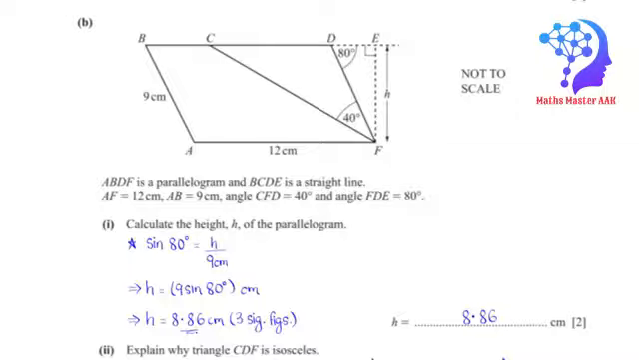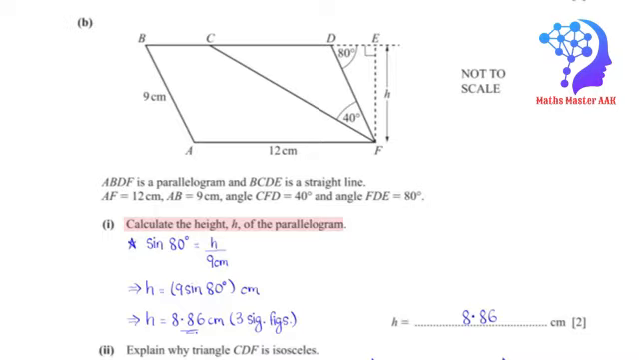ABDF is a parallelogram and BCDE is a straight line. AF is 12 centimeters, AB is 9 centimeters, angle CFD is 40 degrees and angle FDE is 80 degrees. Calculate the height h of the parallelogram.